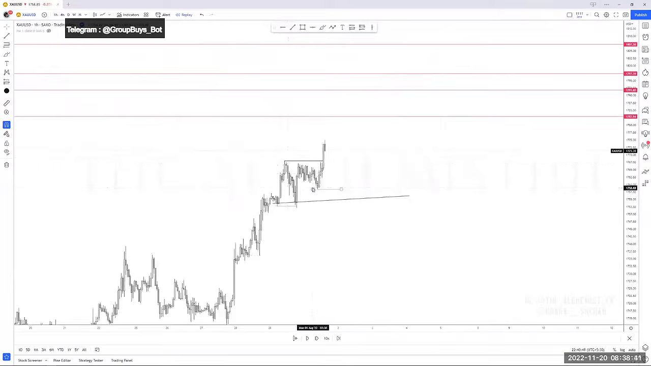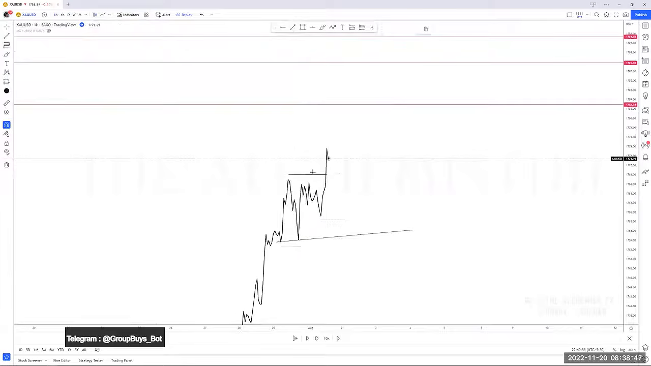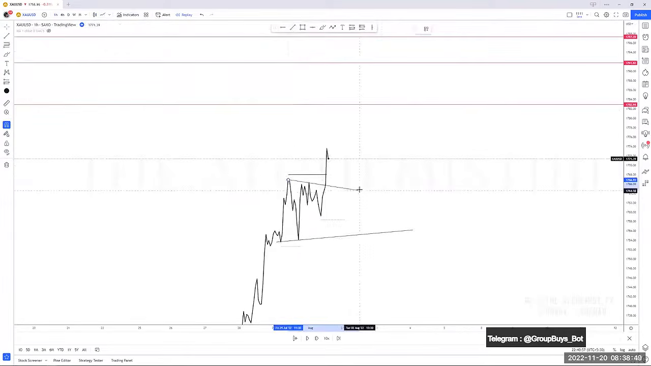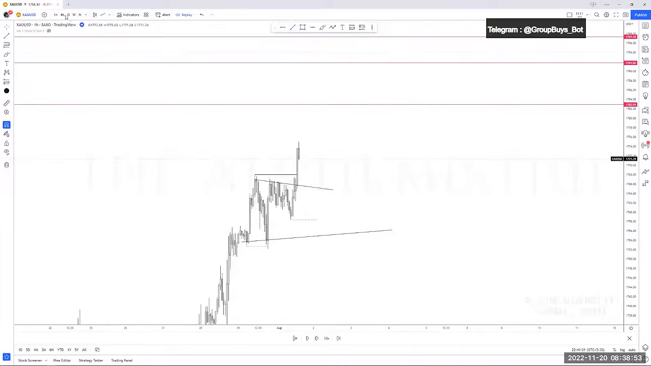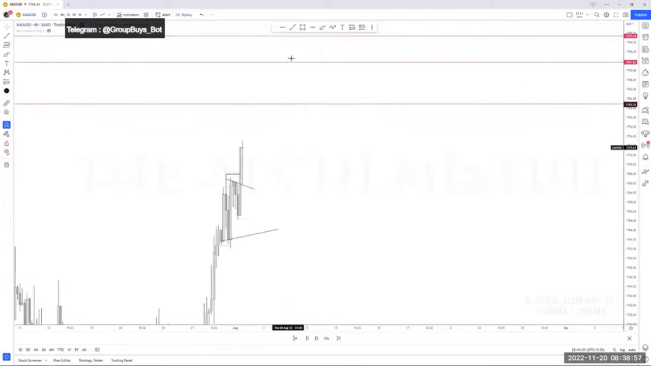Everything is set. We have this liquidity in here, we have this in here, and we can even see this one right here. Break and retest trend line. Can you see it? We had a break and retest trend line. You'll have to train your eyes. Let's go to the 4 hour time frame.